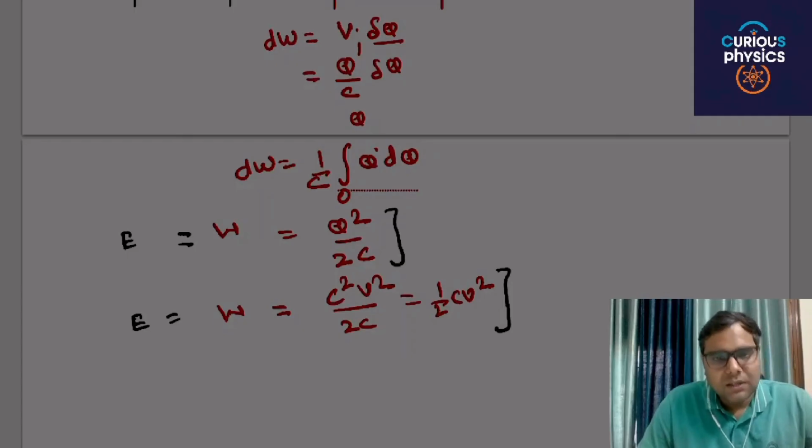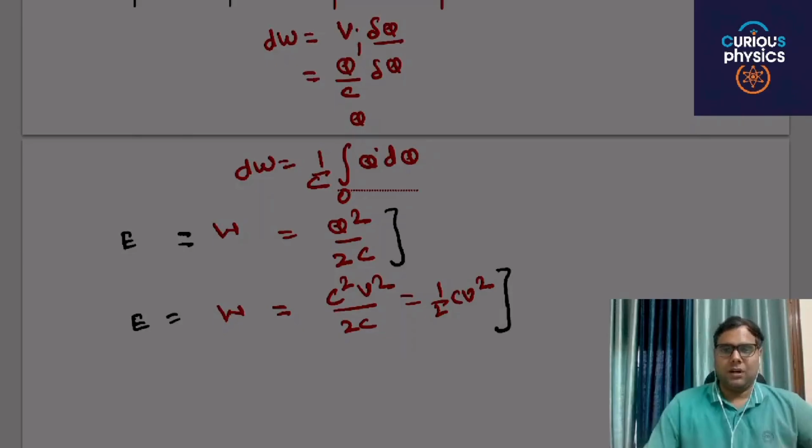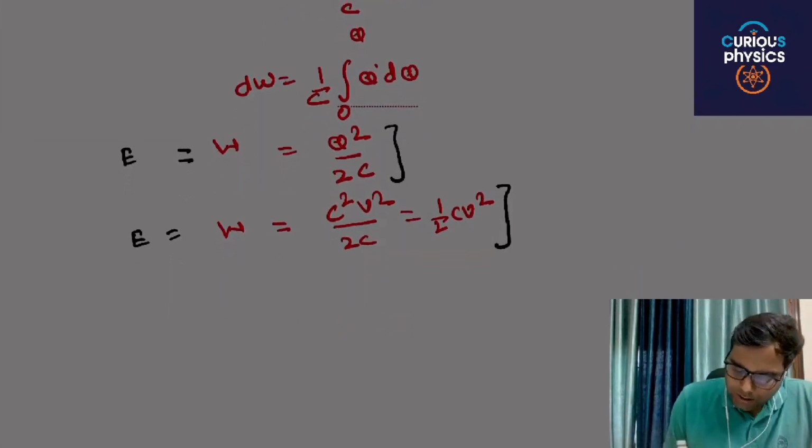No one is going to ask this derivation, but you should know how we have reached this point, Q square by 2C and half CV square. Are you able to understand my point? You can also write E is equal to Q square by 2C.